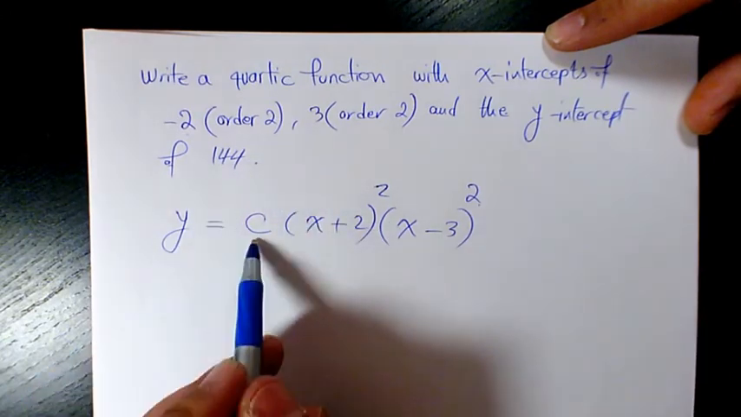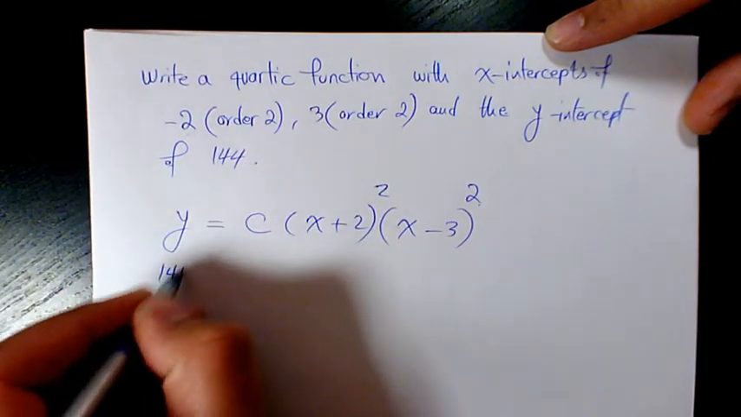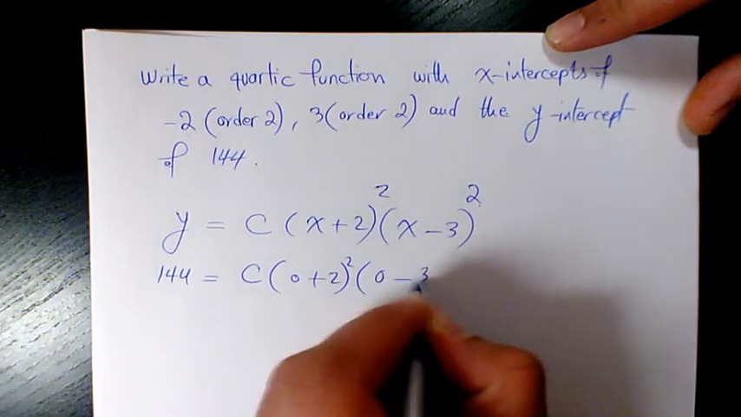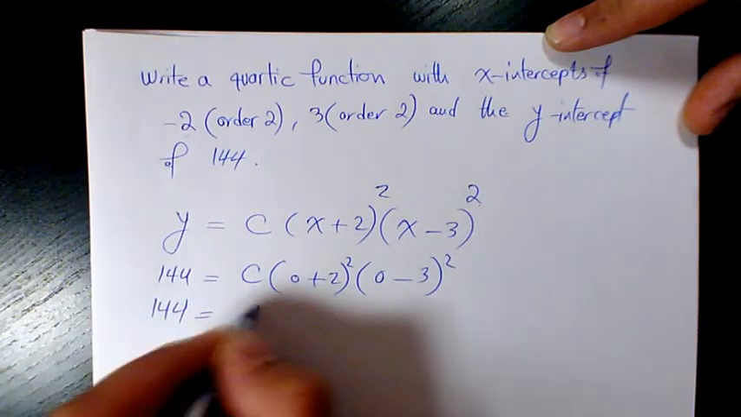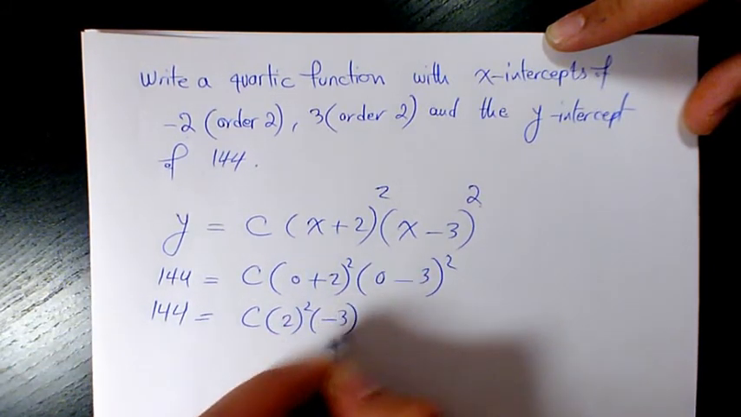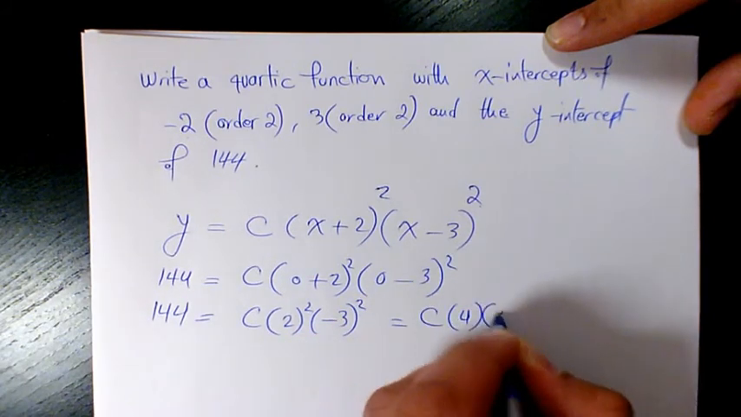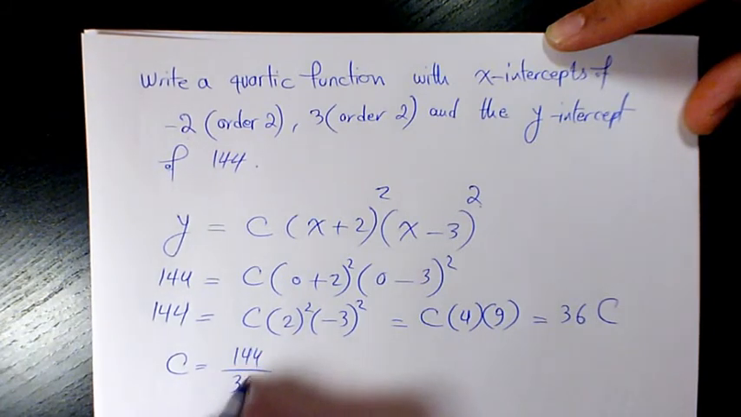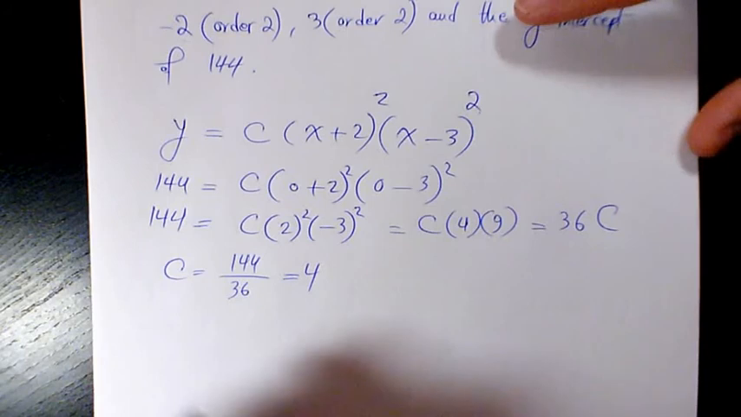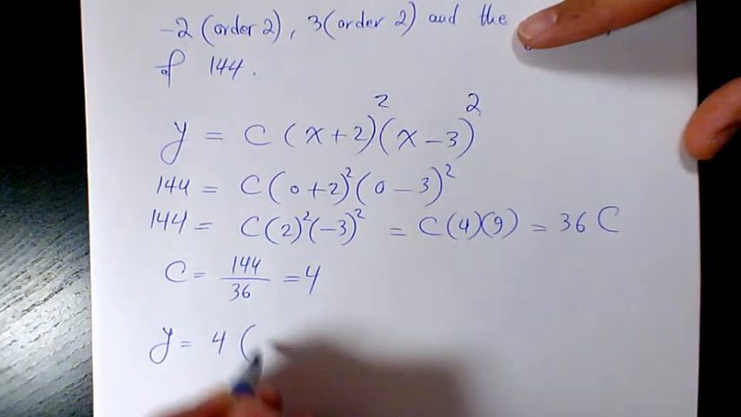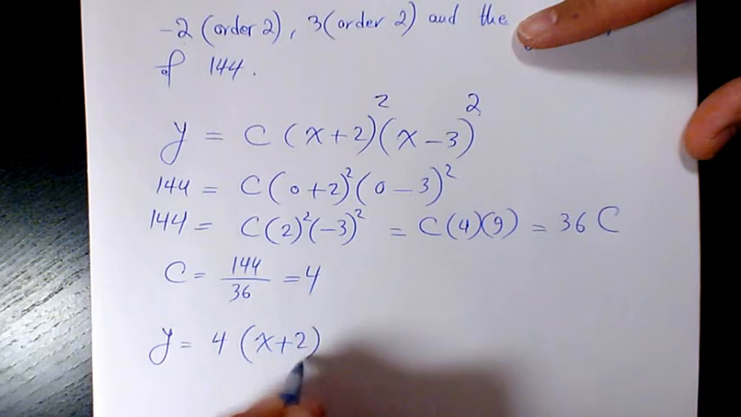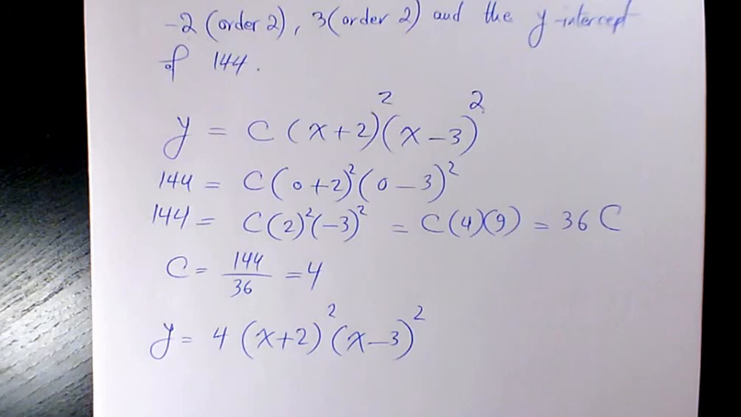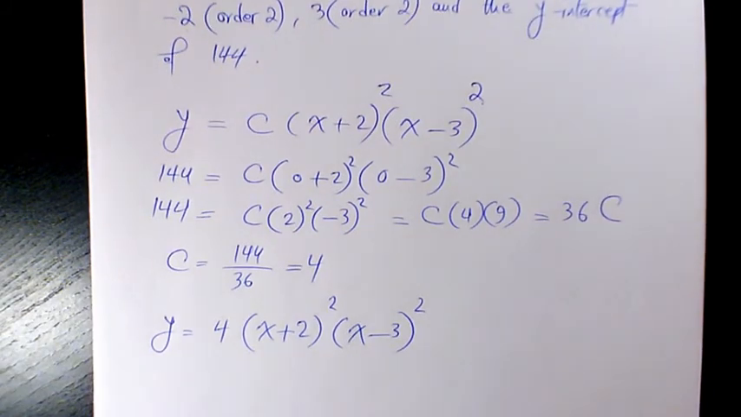In order to find c, y is going to be 144. So 144 equals c times (0 plus 2) to the power of 2 times (0 minus 3) to the power of 2. So 144 equals c times 2 to the power of 2 times negative 3 to the power of 2, so it's going to be 4 times 9, which is 36c. So c will be 144 over 36, which is 4. So y will be 4 times (x plus 2) to the power of 2 times (x minus 3) to the power of 2. So that's going to be the quartic function.